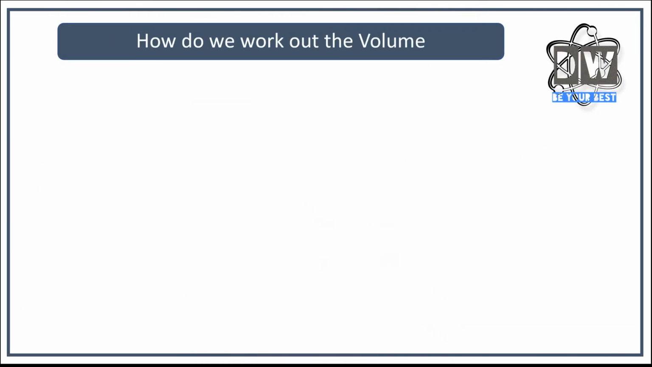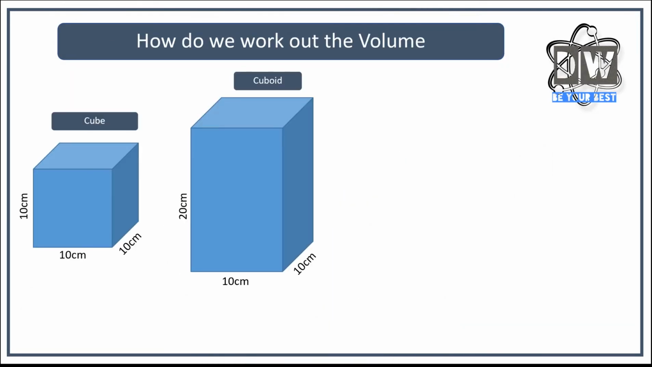So how do we work out the volume? Well, it's super easy. All we do is we take our shape and we find the base area. For both these shapes, they're 10 by 10, aren't they? This is 10 by 10. And all we're going to do is find out the area of the base shape, and then we're going to multiply our answer by the height of the shape. So let's go through this one.